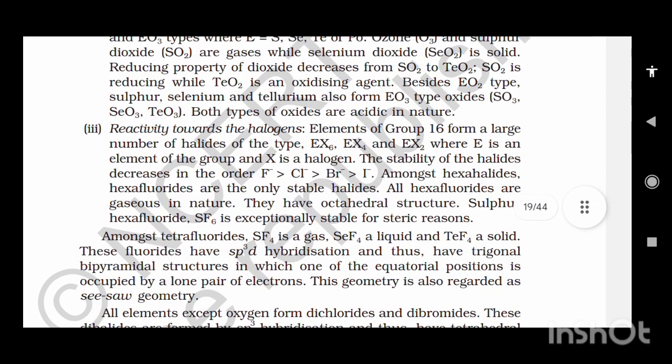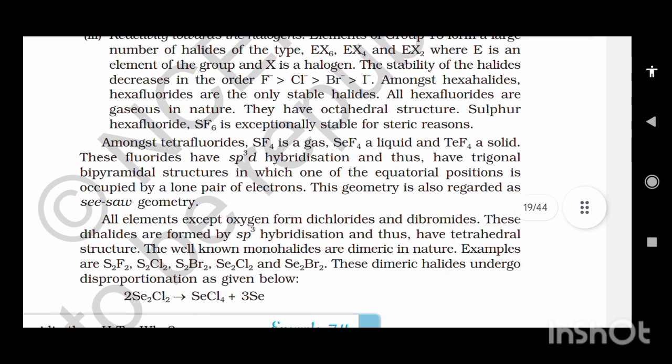Reactivity towards the halogens. Elements of group 16 form a large number of halides of type EX6, EX4, EX2, where E is the element of the group and X is the halogen. The stability of the halides decreases in the order fluoride greater than chloride, then bromide, and then iodide. Amongst hexahalides, hexafluorides are the only stable halides. All the hexafluorides are gaseous in nature. They have octahedral structure. Sulfur hexafluoride is exceptionally stable for steric reasons.